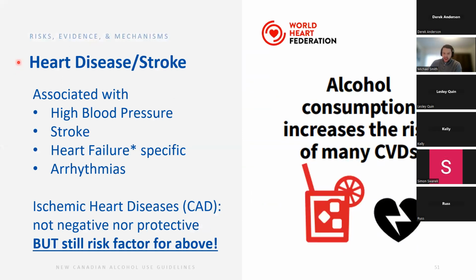So lastly, after cancer, heart disease is the second leading cause of death in Canada. And for very many years, there has been a commonly held belief that drinking in moderation offered protection against coronary artery disease, or ischemic heart disease. And this has been very widely publicized. Now, the most recent research from the CCSA has shown, however, that it is a bit more nuanced than that. While they do identify that there is no harmful effect of alcohol on ischemic heart disease, there is also no protective effect of alcohol on ischemic heart disease. So that risk was null and they weren't able to identify anything.